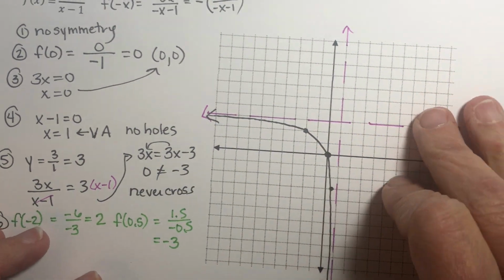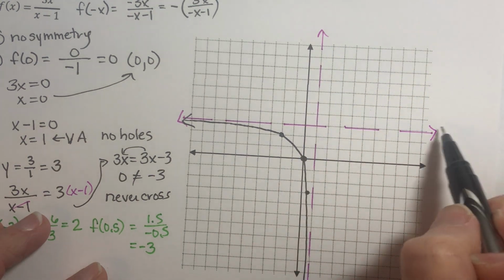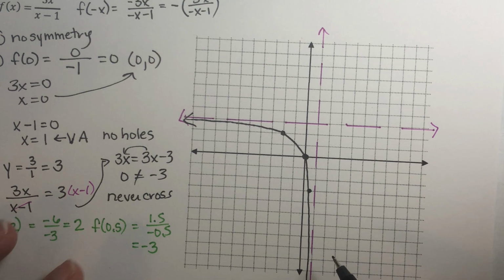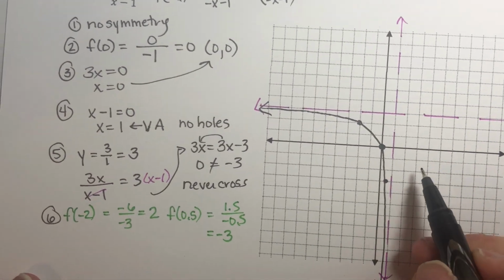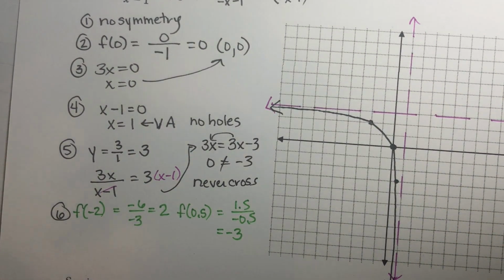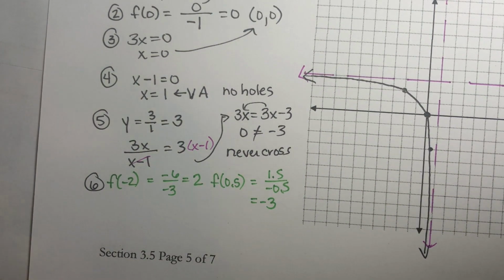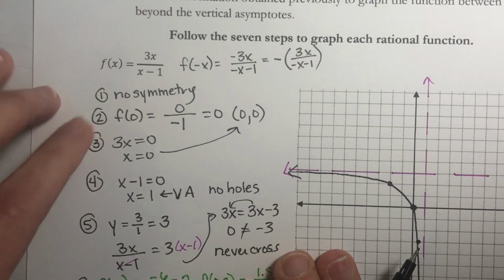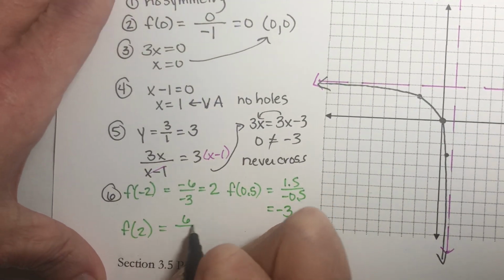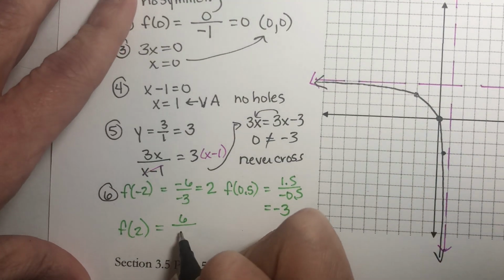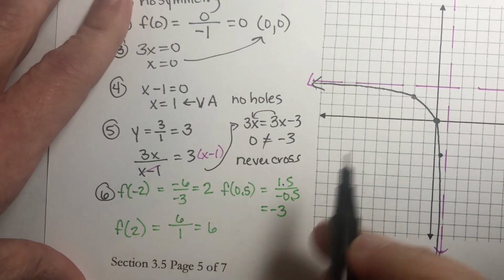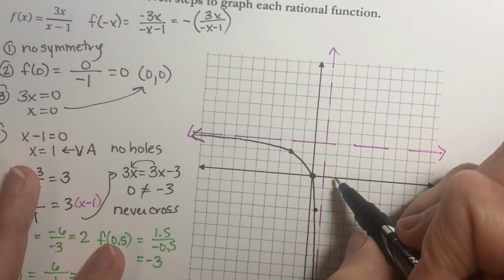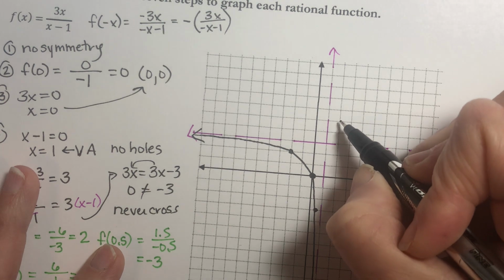I need to find out what happens on this side. Either it's going to be like this, or it's going to be like this. And I just need one more point to figure that out. So let's plug in 2 and see what we get. Let's find f of positive 2. That gives me 3 times 2 is 6 over 2 minus 1 is 1, so this is 6. So when I plugged in 2, I got 6. 1, 2, 3, 4, 5, 6.